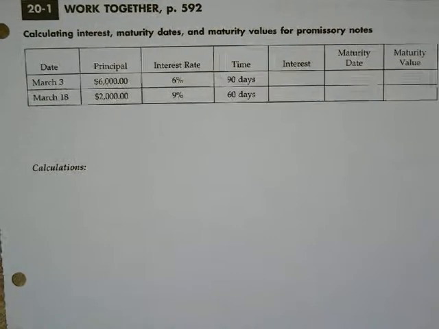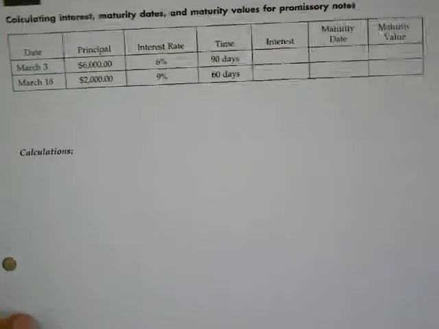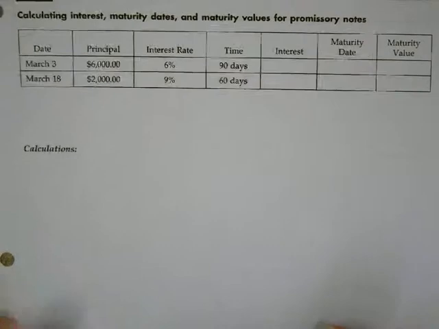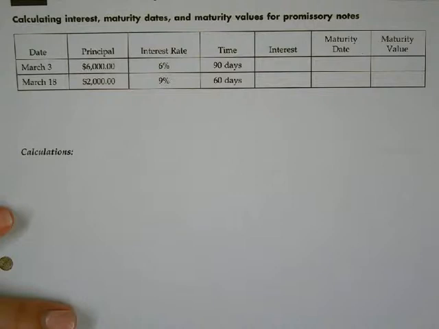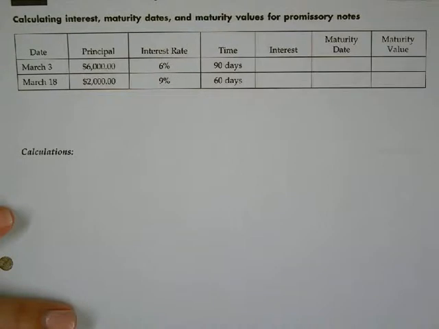Find it for 1 year first. Nope, we don't want to find for 1 year. That's what you first want. They were just showing you what 1 year would be. Principal times interest rate, 6,000 times 6%, times that fraction of 90 over 360.